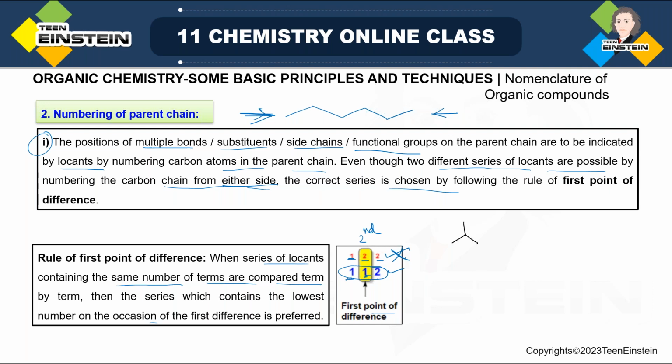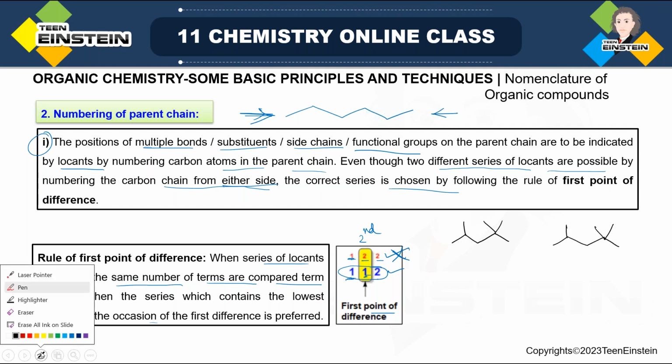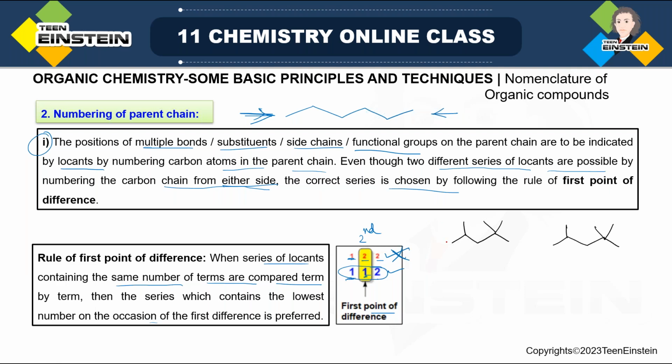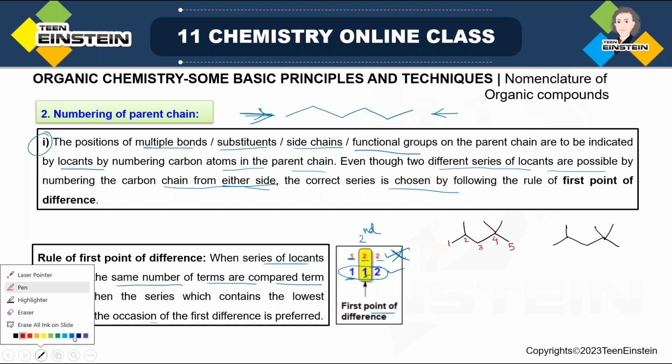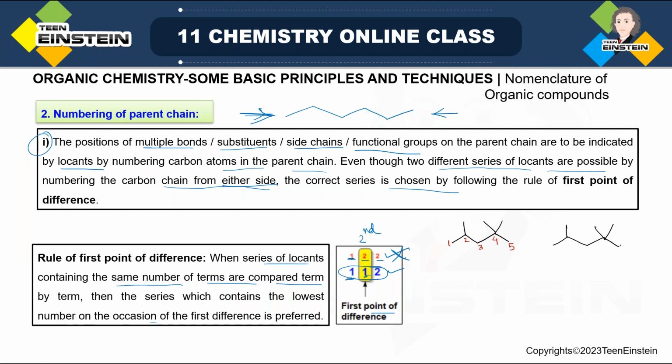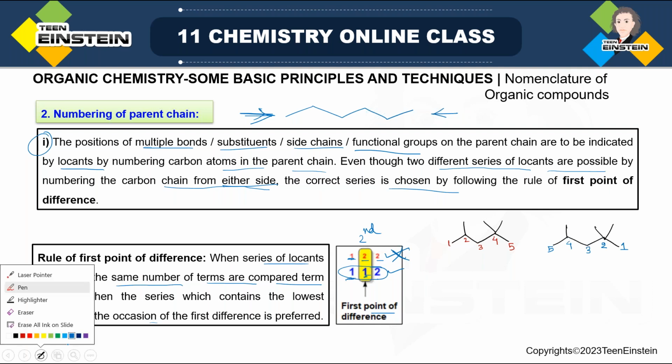Same molecule I will draw 2 times, because I will do the numbering from both sides. Suppose I am doing the numbering from this side: 1, 2, 3, 4 and 5. Now there is another possibility: I can do the numbering starting from this side, 1, 2, 3, 4, 5. Now in both cases it is 5 carbons, so based on that you cannot differentiate.